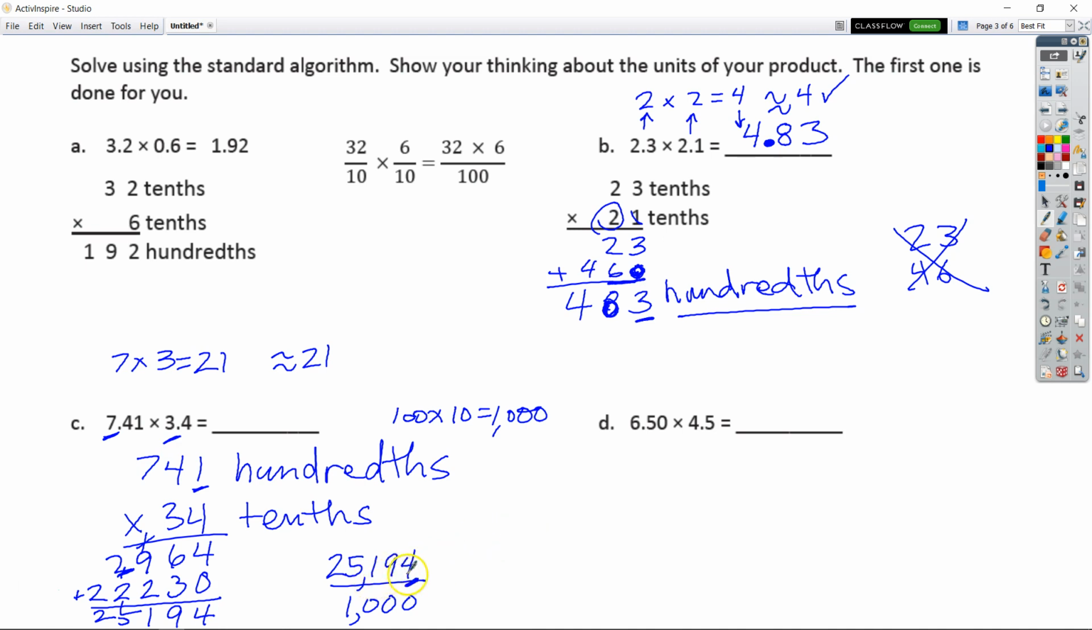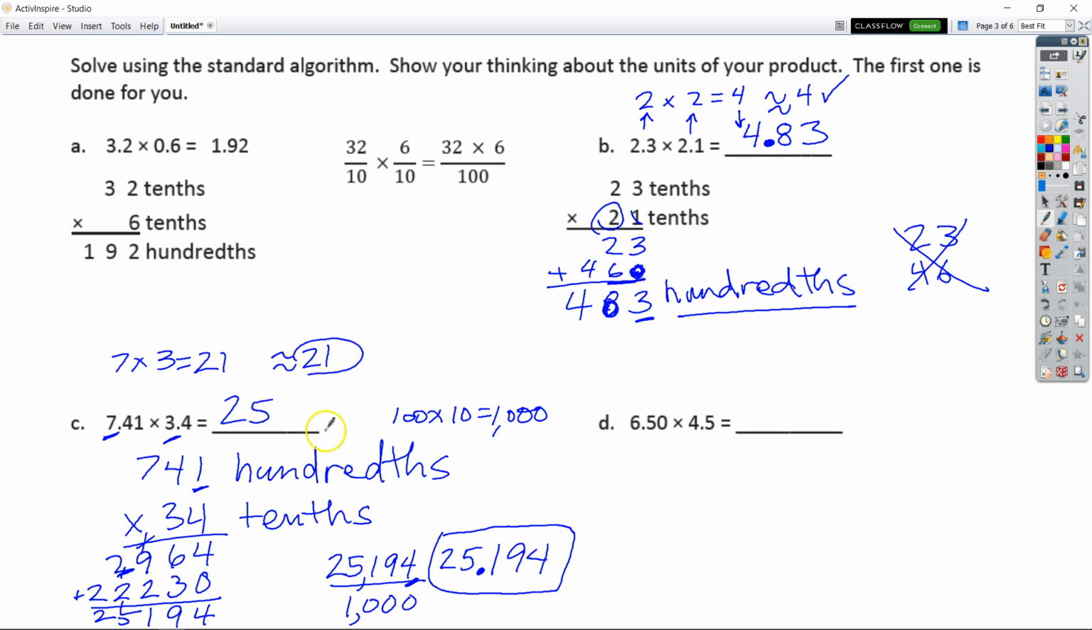So it's going to be similar to our last C in the last problem, where this 4 is in the thousands place. And it's going to give me 9 in my hundreds place, 1 in my tenths place, my decimal, my 5 in my ones place, and my 2 is in my tens place. All right, so I have 25 and 194 thousandths.